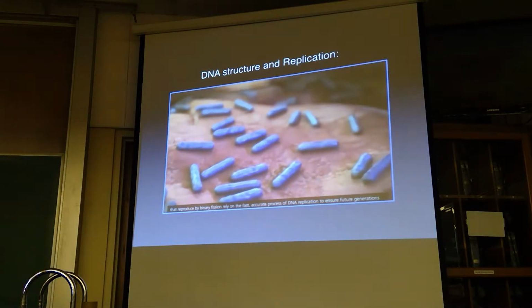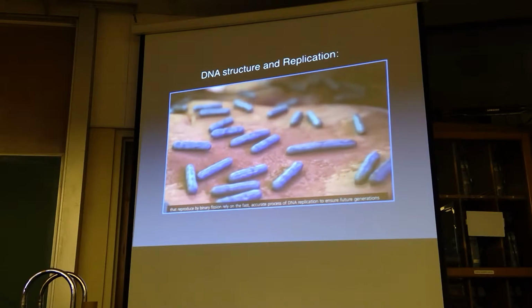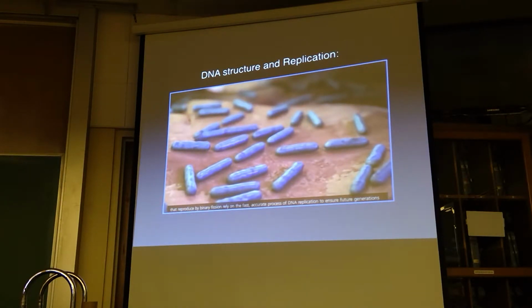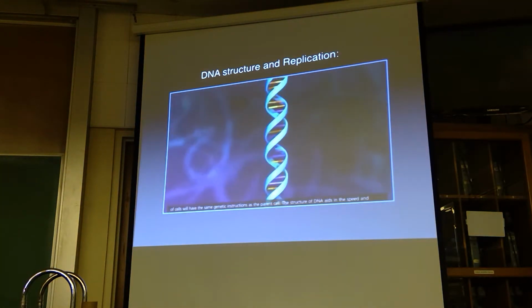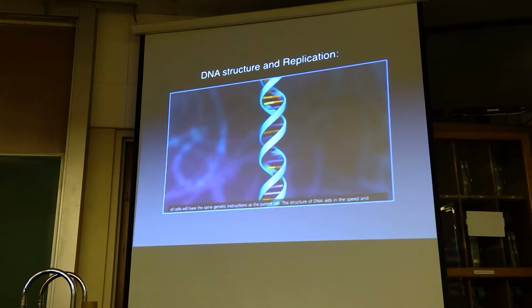Cells that reproduce by binary fission rely on the fast, accurate process of DNA replication to ensure future generations of cells will have the same genetic instructions as the parent cell. The structure of DNA aids in the speed and accuracy of replication. Double-stranded DNA is a polymer of two strands of nucleotides, which are hydrogen bonded to each other to form a double helix.